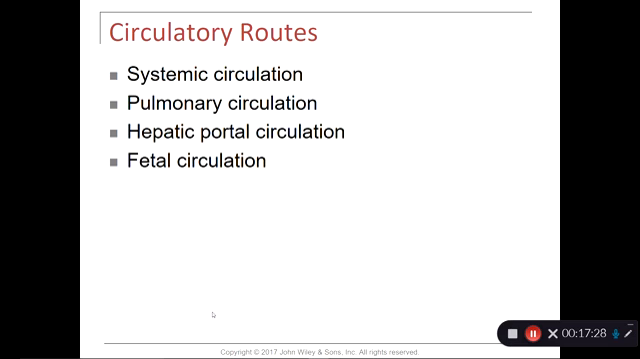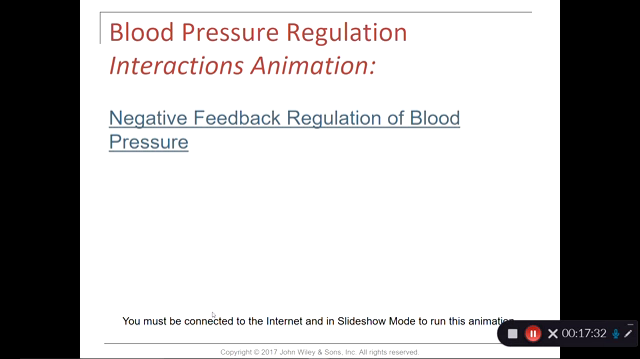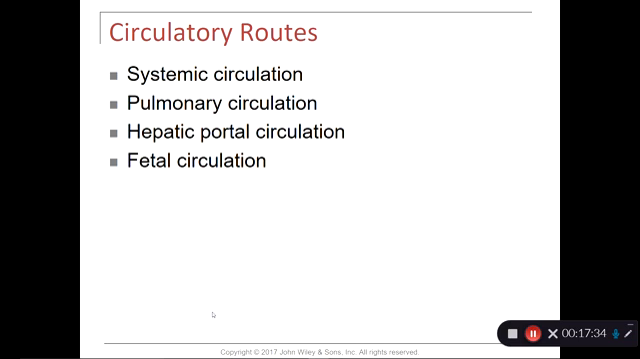And that is it. We will be discussing here in a little while the various different types of circulatory routes, the names of the arteries and veins, what is the hepatic portal circulation, what is the fetal circulation, all those wonderful things.